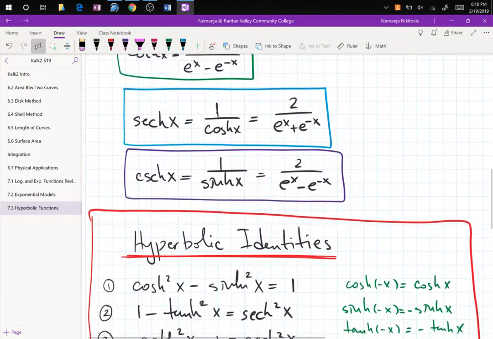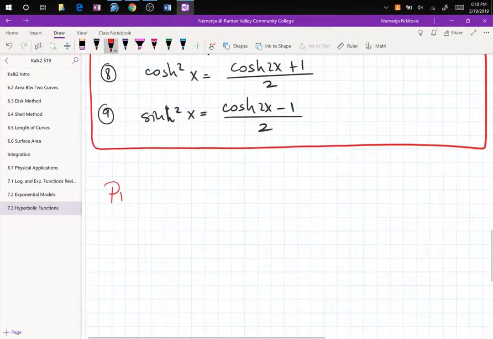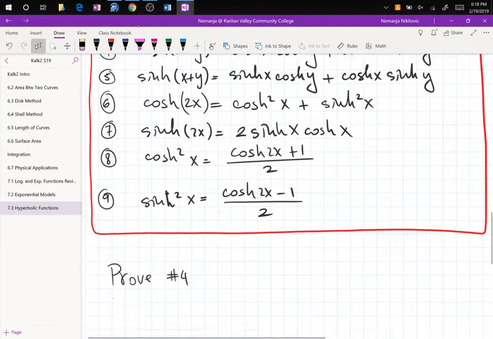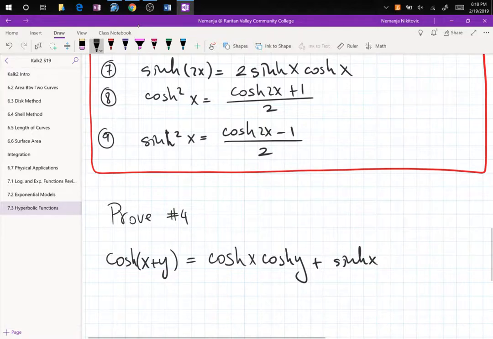All right. So we probably need to know this. So pick a problem. Number 4 it is. Prove number 4. Great. I have cosine hyperbolic of x plus y to be cosine hyperbolic x cosine hyperbolic y plus sine hyperbolic x sine hyperbolic y.